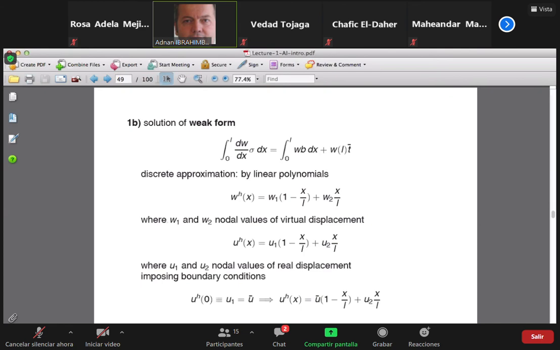I'll go very quickly because you're going to try this to do your homework. So what do I do? I take a virtual work, which is internal forces sigma times the virtual deformation, which is dw dx. I integrate between 0 and L. And I match this with the external work, which is W times B dx plus W of L times T bar. And then I choose the linear interpolation because I have only one element.